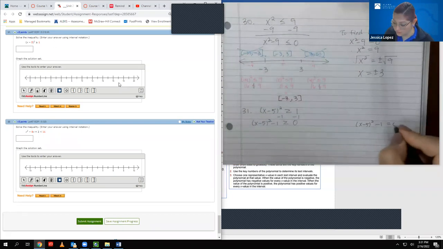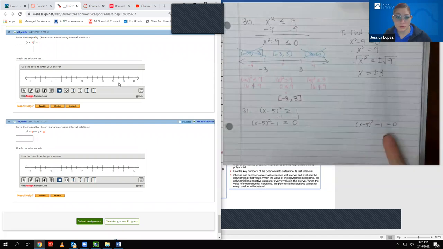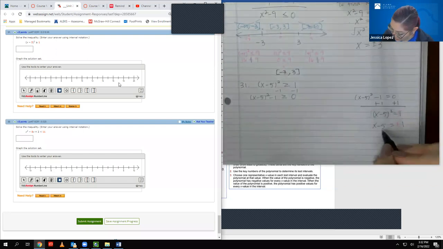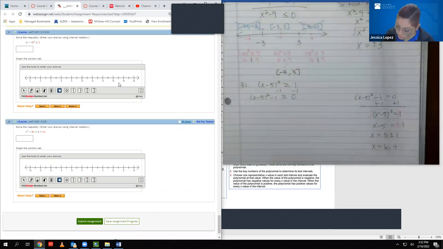Minus 1 and equal it to 0. Now, how you solve that is up to you because the square is already completed. I would actually solve it by extracting roots. So I get x minus 5 squared equal to 1. And then I'm going to take the square root of both sides. But when I do that, I'm going to get plus or minus over here. And the square root of 1 is 1. And the square goes away. So then if I add 5, I'm going to get positive 5 plus or minus 1. So 5 plus 1 is 6, and 5 minus 1 is 4. And so those are my key numbers.